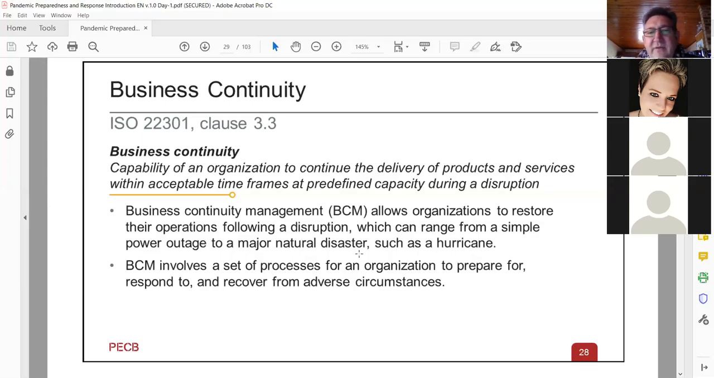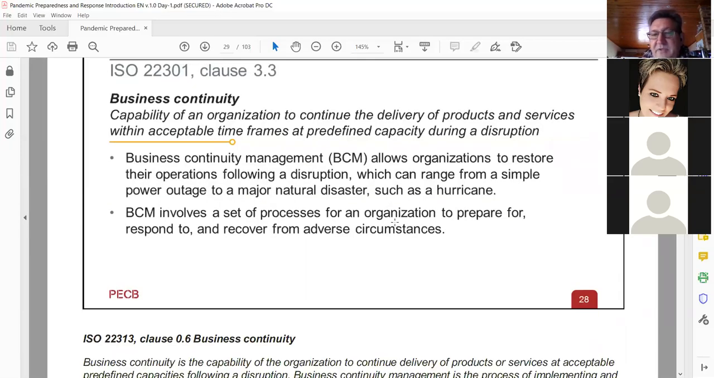So under the yellow line there, business continuity management allows organizations to restore their operations following a disruption, which can range from a simple power outage to a major natural disaster, such as a hurricane. And BCM involves a set of processes for an organization to prepare for, respond to, and recover from adverse circumstances.